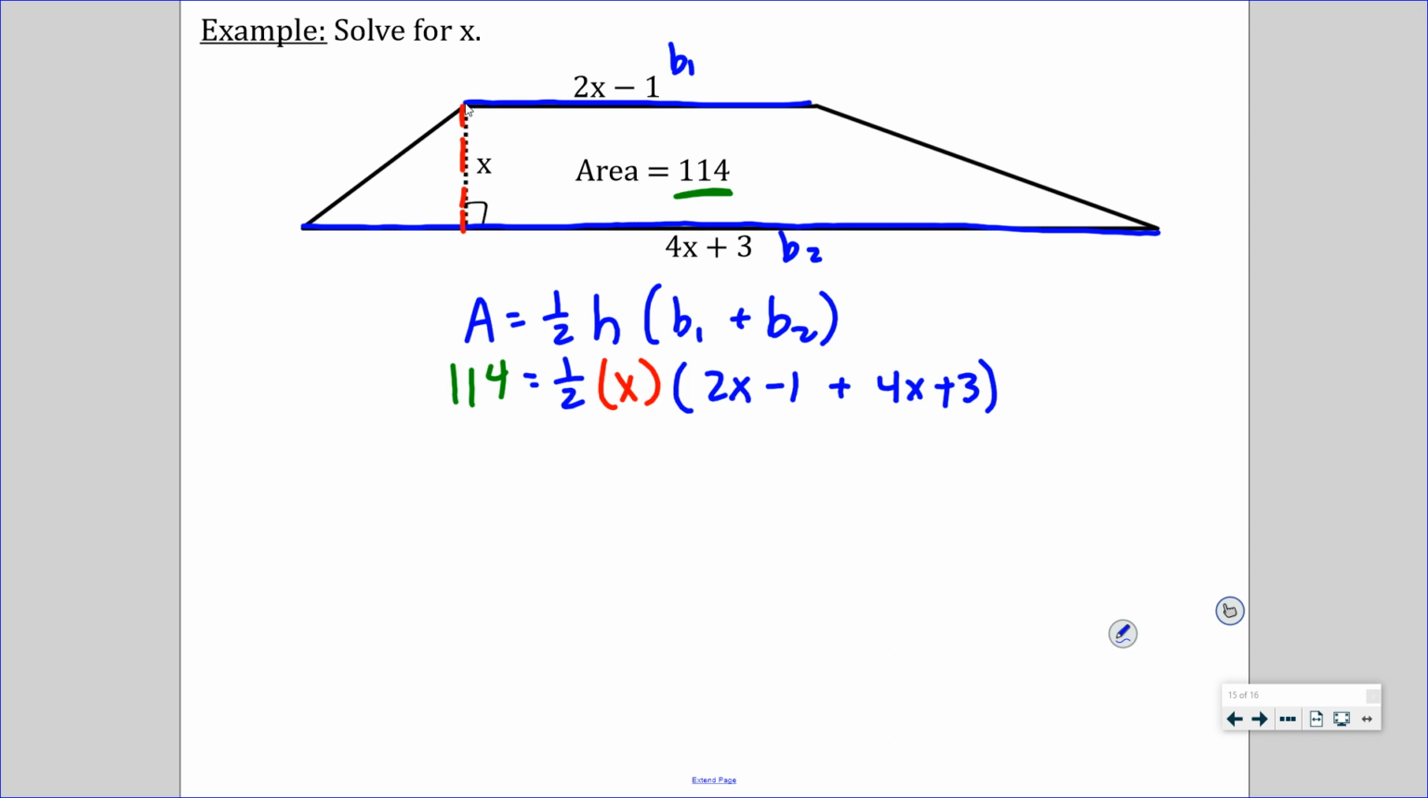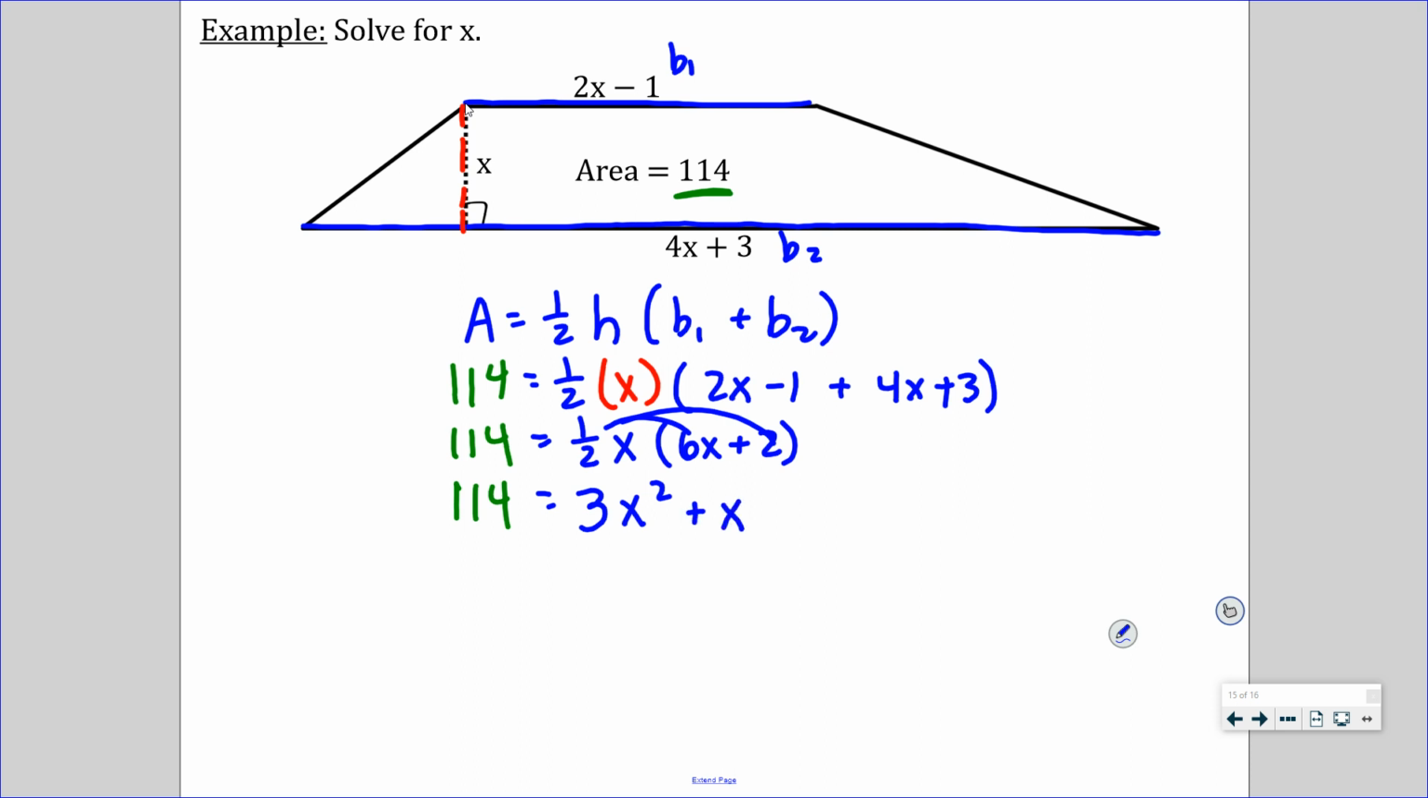Okay. Let's go ahead and simplify in there a little bit. I would just call this 1/2 x. And then in here we have 2x plus 4x, we have 6x, negative 1 and positive 3 is 2. This is 114. All right, I would distribute then the 1/2 x. And it actually ends up getting rid of those fractions for us because half of 6 is 3. Careful here, x times x, that'd be 3x squared. And then half x times 2 would just be 1x.